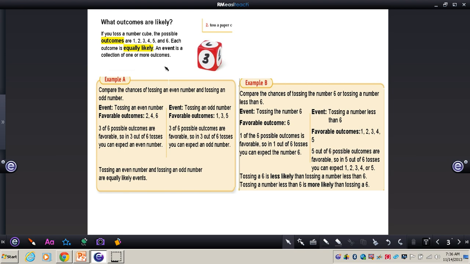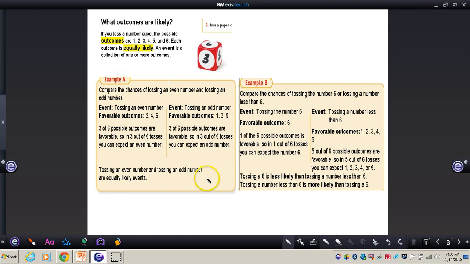Okay, so let's say we have an event of tossing an odd number. Favorable outcomes, in other words, the outcomes that we would like, would be 1, 3, and 5. 3 of 6 possible outcomes are favorable. So that means in 3 out of 6 tosses you can expect an odd number. Okay, so as far as likely, equally likely, and so on, tossing an even number and tossing an odd number are both equally likely events because both events have 3 out of 6 for the favorable outcome.